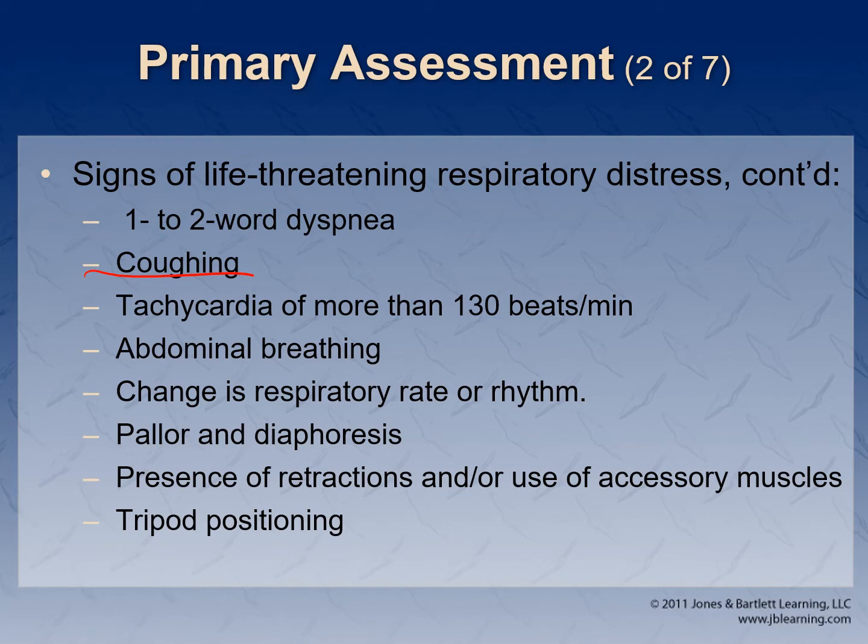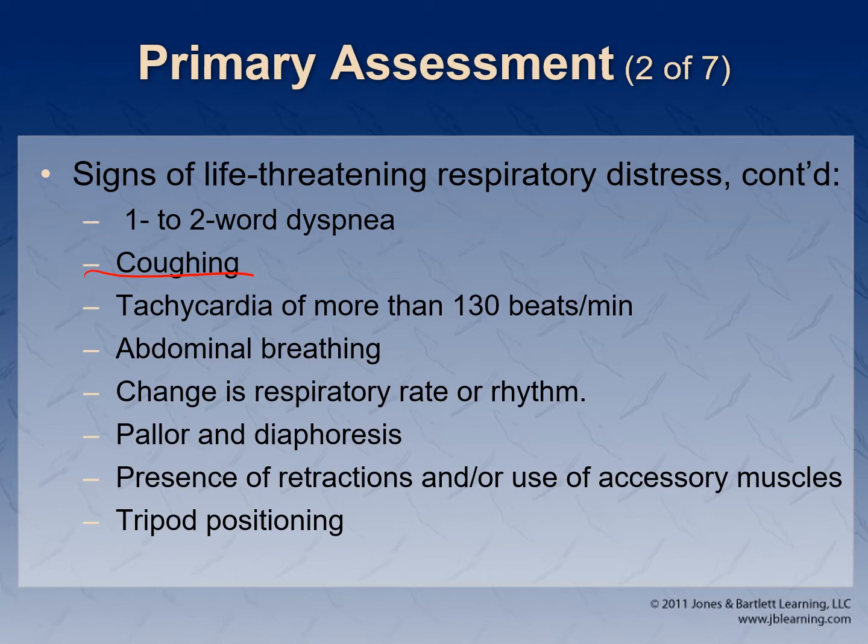Tachycardia in excess of 130 beats per minute. Again, not hard and fast. Some people have AFib and will exceed this on their own. If they're in severe pain or if they're hypotensive for some other reason, you'll see this.